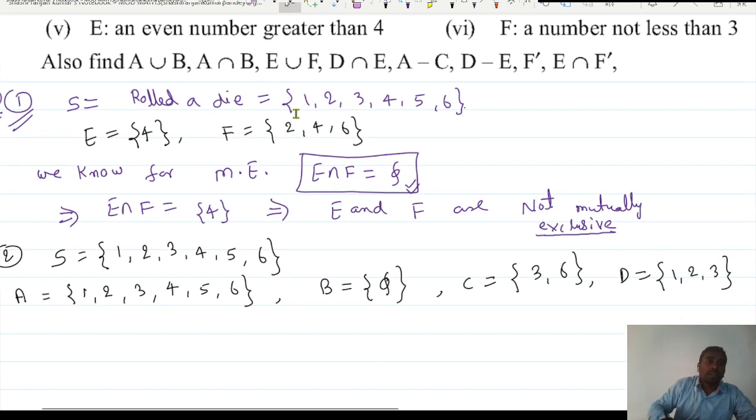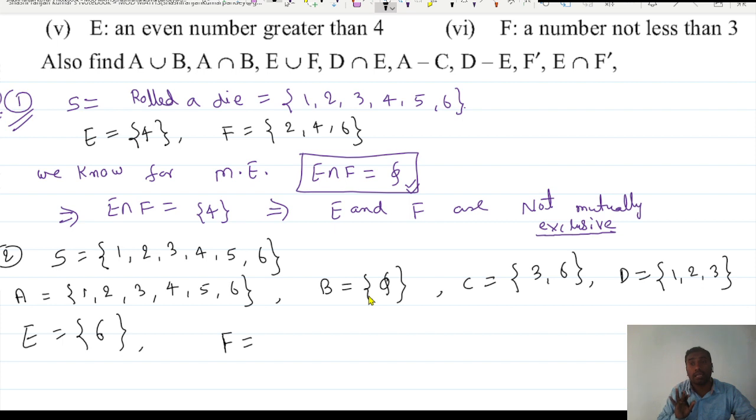Now E is an even number greater than 4. An even number greater than 4 is only 6, because 5 is not an even number. And F is a number not less than 3. Not less than 3 means 3 we can take. So F is 3, 4, 5 and 6. So these are the situations.